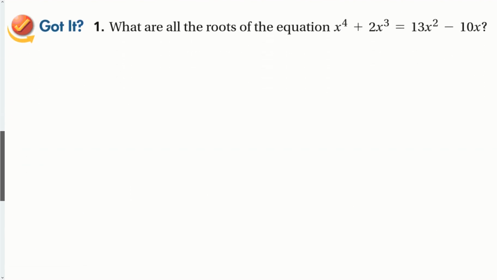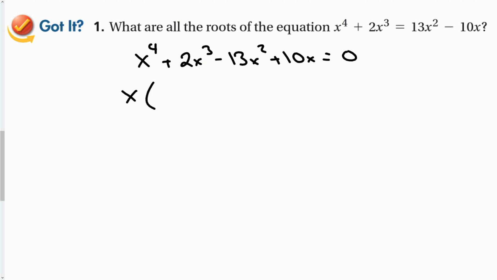Okay, let's try again. So again, the first step here is to set the polynomial equal to 0, minus 13x squared plus 10x, setting it equal to 0. I see a common factor, so I'm going to factor out the common factor.